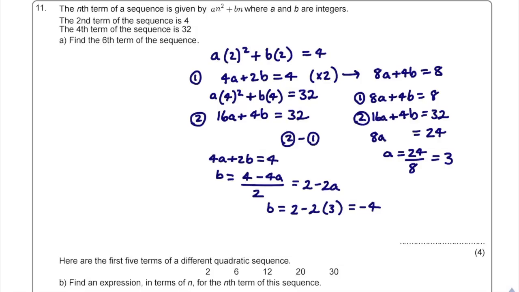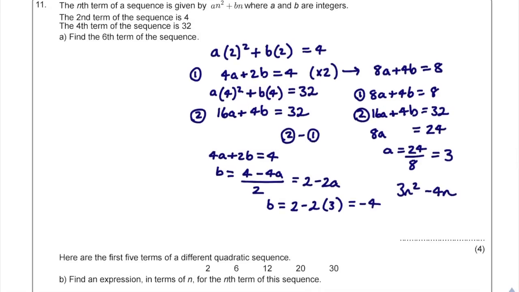So now I can rewrite my nth term of the sequence. So it's going to be 3n squared minus 4n. Now we're not finished because the question said we need to find the sixth term of the sequence. So that means we need to substitute 6 into our nth term formula. So we're going to do 3 multiplied by 6 squared minus 4 multiplied by 6. If we simplify this on our calculator, you should get an answer of 84. And that's part A.